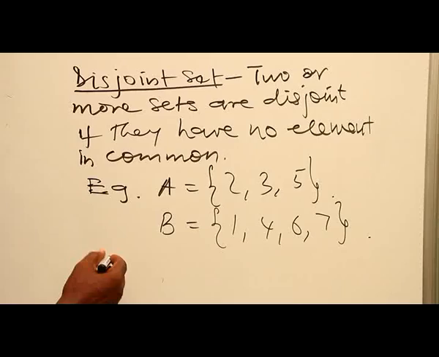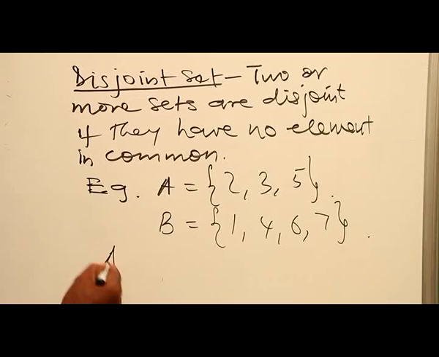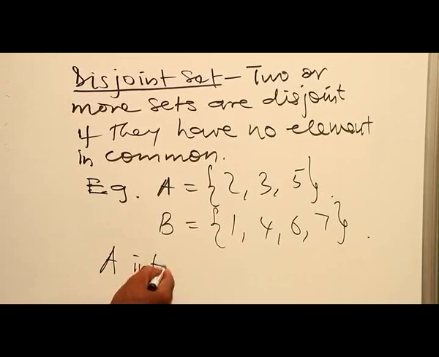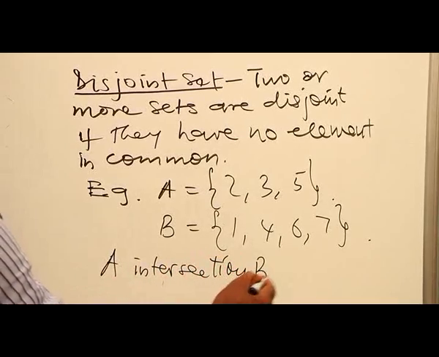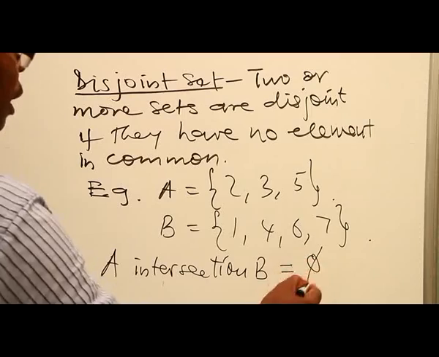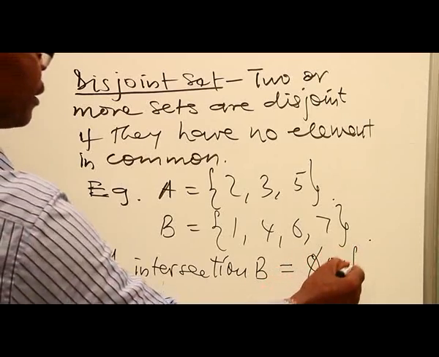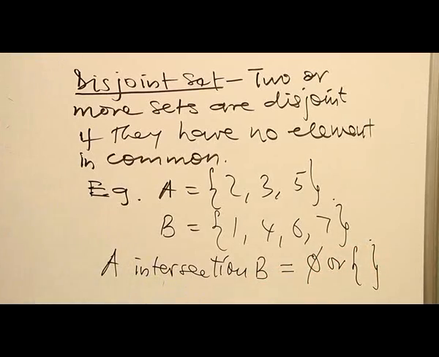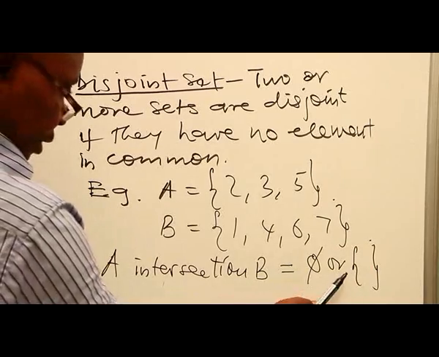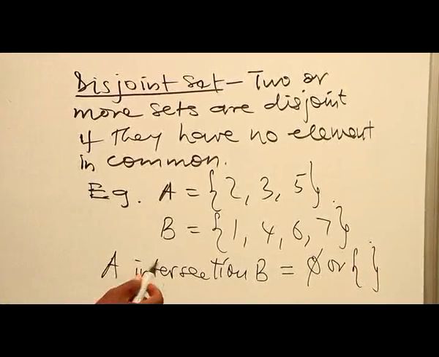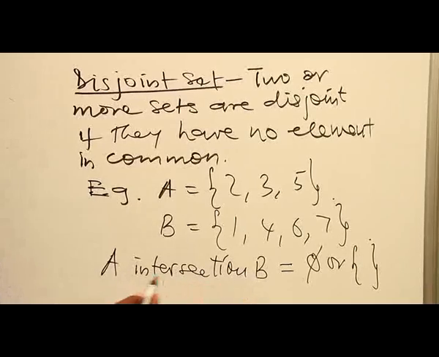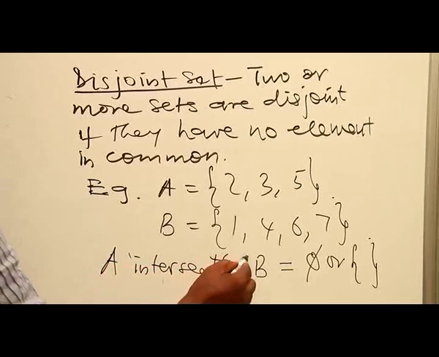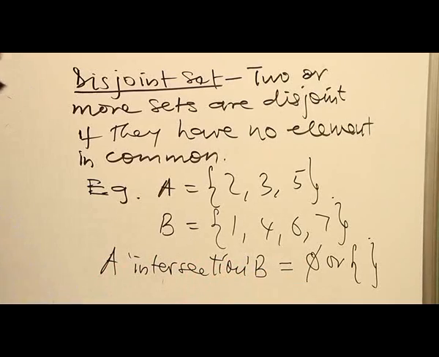In other words, the intersection. So we say A intersection B is equal to the empty set. We can write it like this, or we write it like this. We have already seen what this means, empty set. So there is no common element between A and B. So we write A intersection B is equal to the empty set.